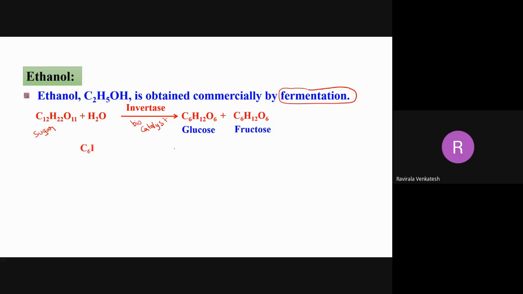After that, we take glucose again and react it with a biocatalyst, zymase. You get 2 moles of ethyl alcohol plus carbon dioxide. This is called the fermentation process. Fermentation means cutting into simple units, so the macromolecule like sugar is converted into ethyl alcohol.